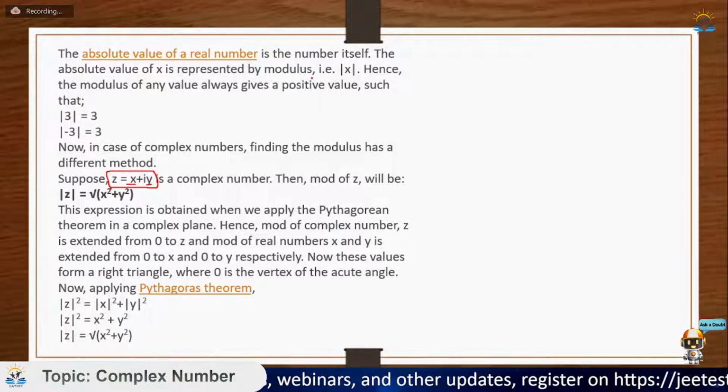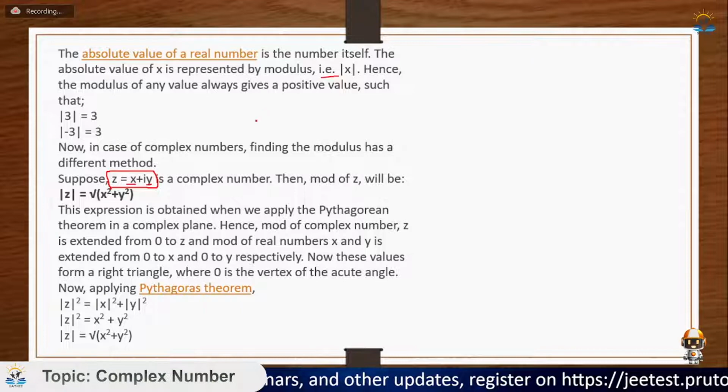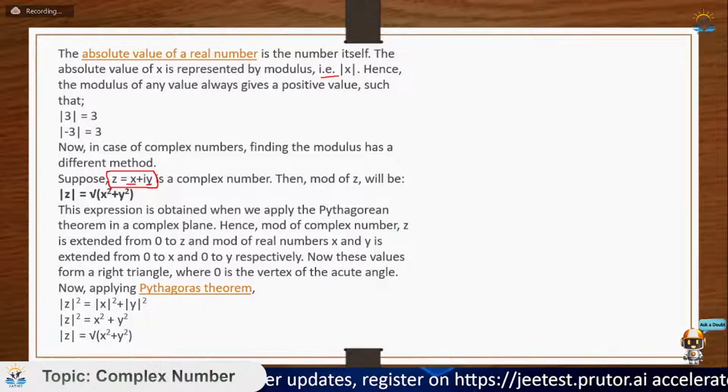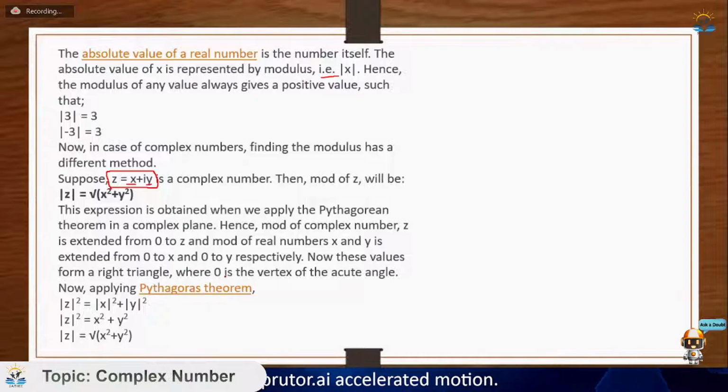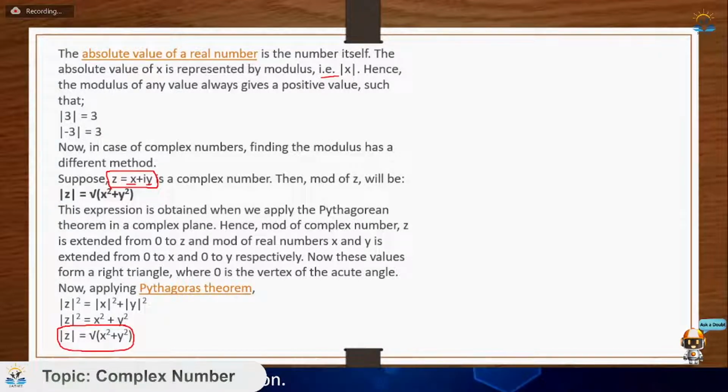The absolute value of x is represented by the modulus, that is mod x, as I told you. Then this expression is obtained when we apply the Pythagorean theorem in the complex plane. Hence, mod of complex number z is extended from 0 to z, and mod of real numbers x and y is extended from 0 to x and 0 to y, respectively. Now, these values form a right triangle where 0 is the vertex. So, according to Pythagoras theorem, mod z is equal to root of x square plus y square. Basically, you should get this expression. Okay?